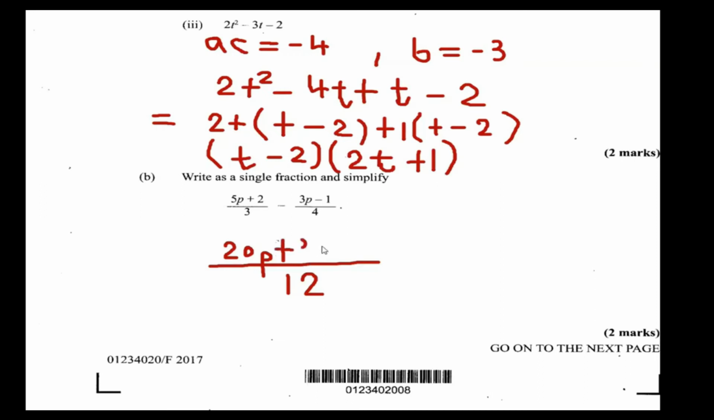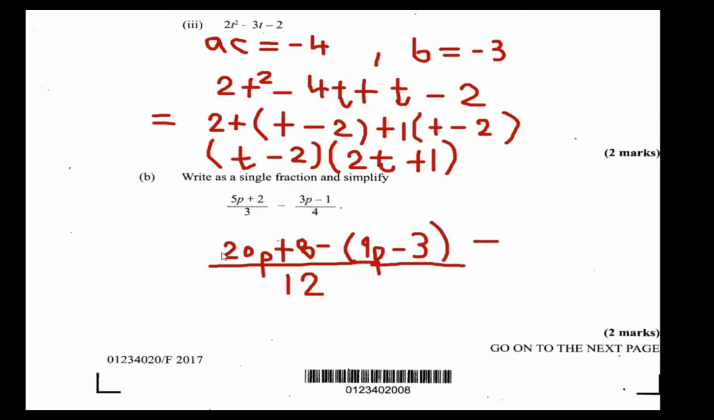Then you have minus in bracket. 4 into 12 goes 3 times. Then 3 times 3p is 9p, and 3 times negative 1 is negative 3. So you get 20p plus 8 minus 9p minus 3.